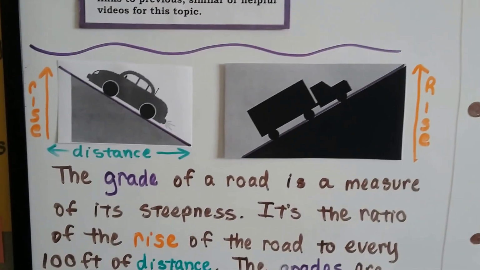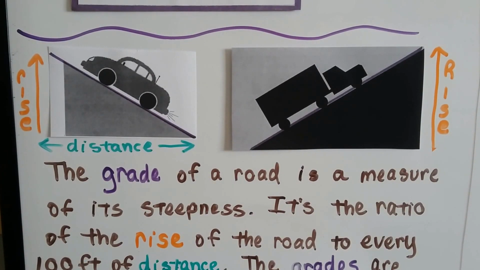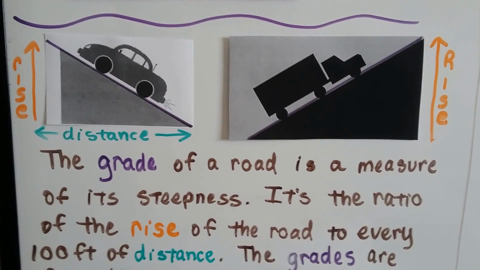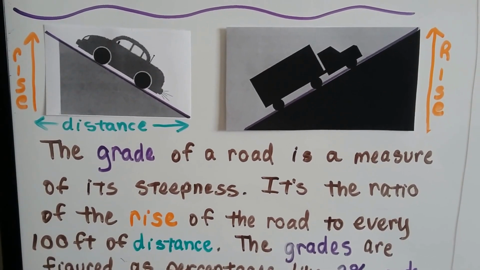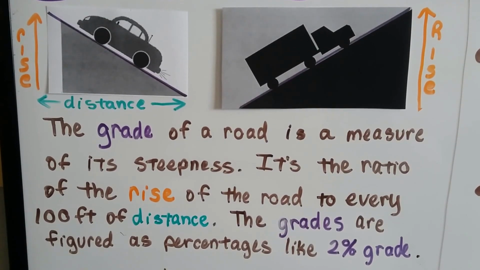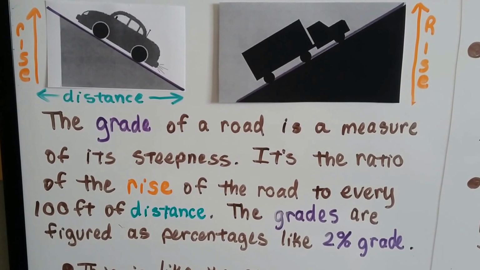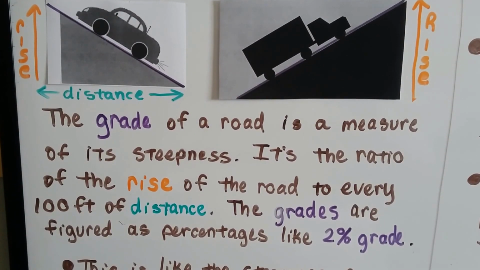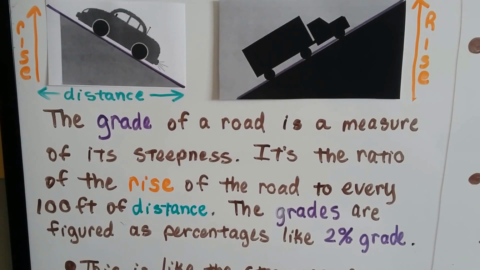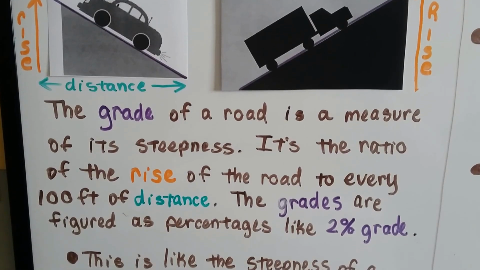So here we've got a picture of a car on a road going up a hill and a truck on a road going up a hill. The grade of the road is a measure of its steepness. It's the ratio of the rise of the road to every 100 feet of distance. That's how they find the grade. It's 100 feet of distance compared to how much the road is rising. And the grades are figured as percentages like 2% grade or 5% grade. If it gets over a certain percentage, it's too steep for the truck or the car to go up.